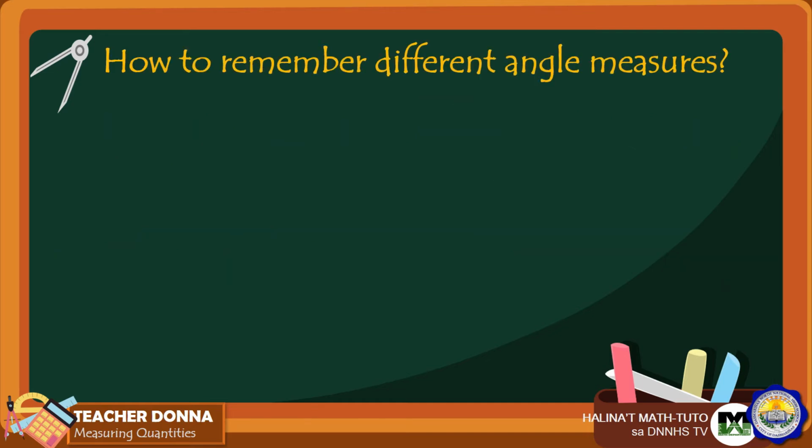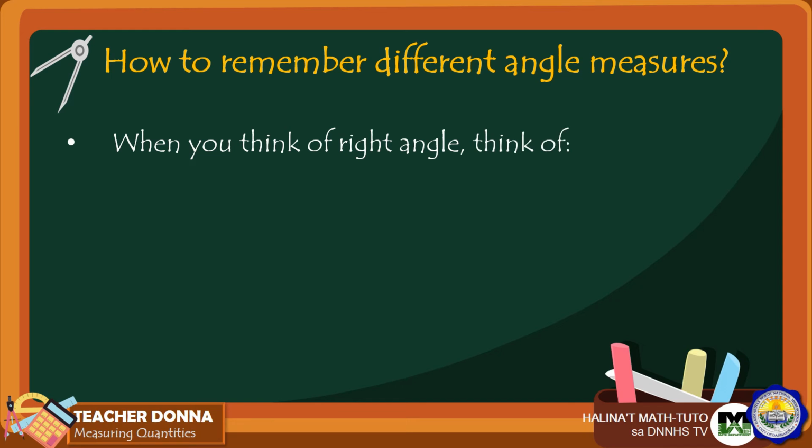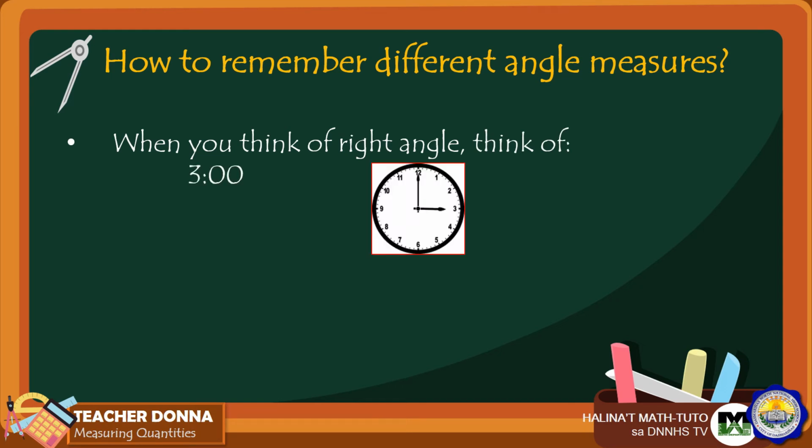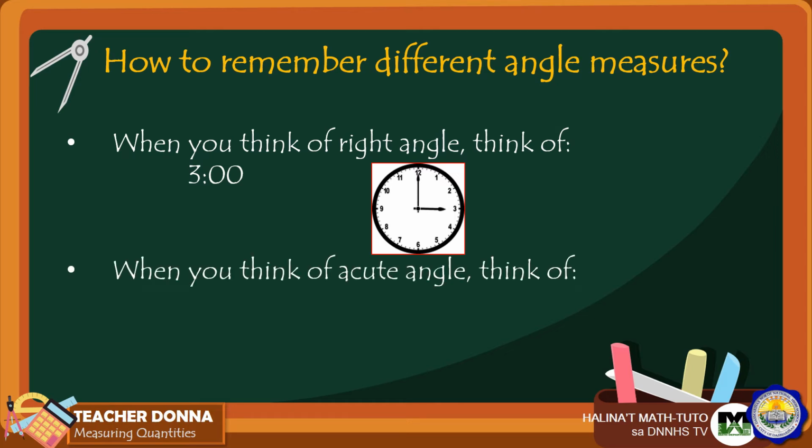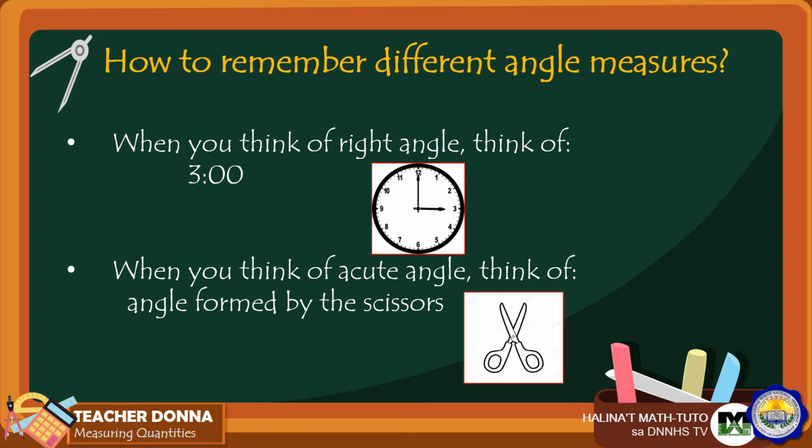How to remember different angle measures? When you think of a right angle, think of 3 o'clock. When you think of an acute angle, think of the angle formed by the scissors.